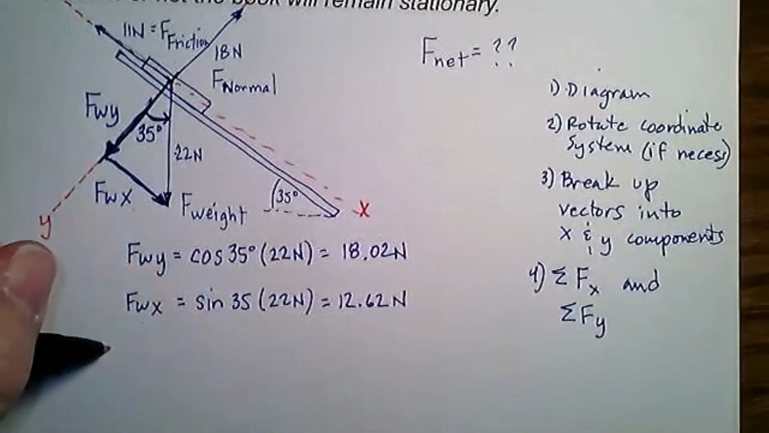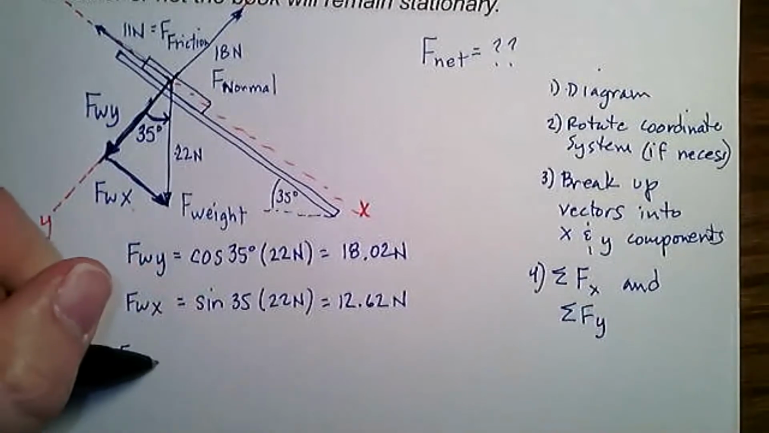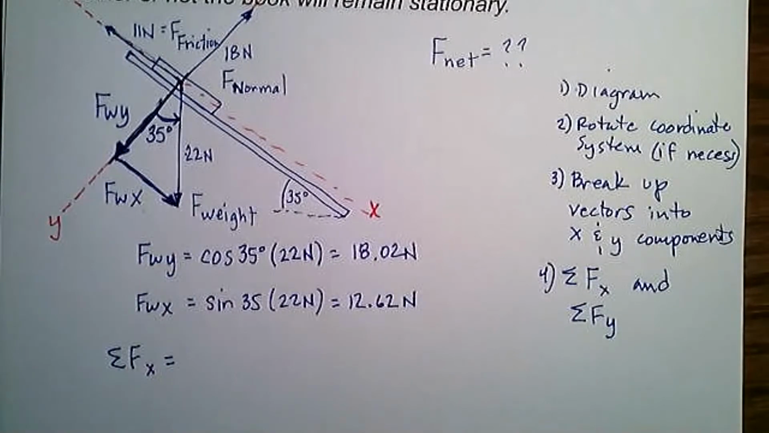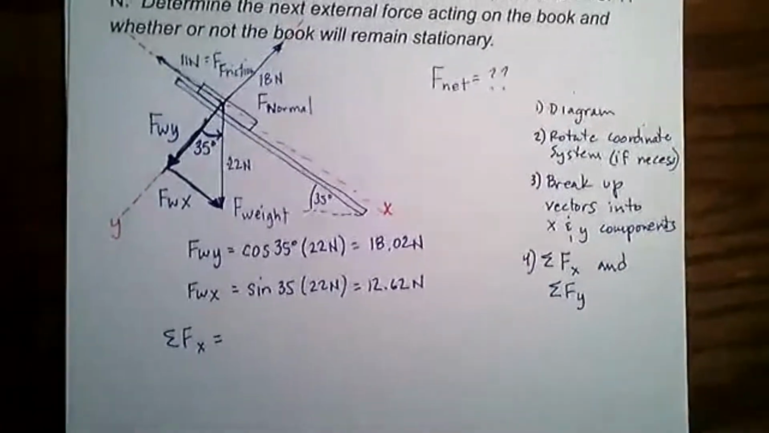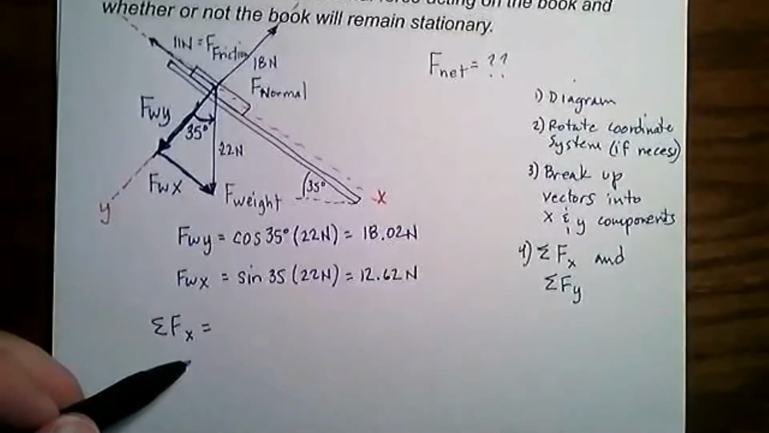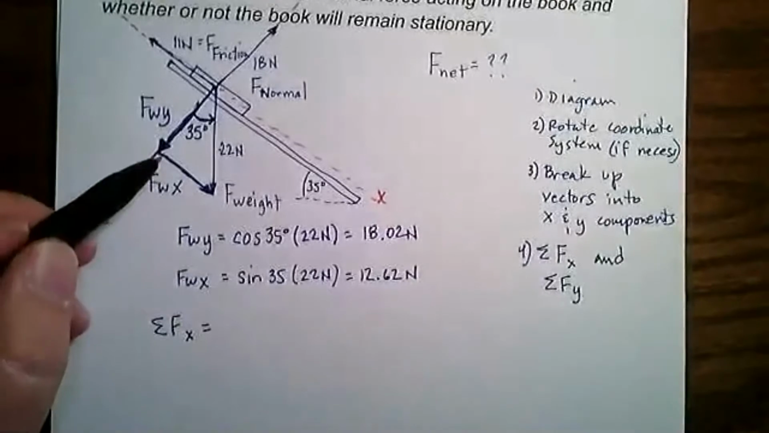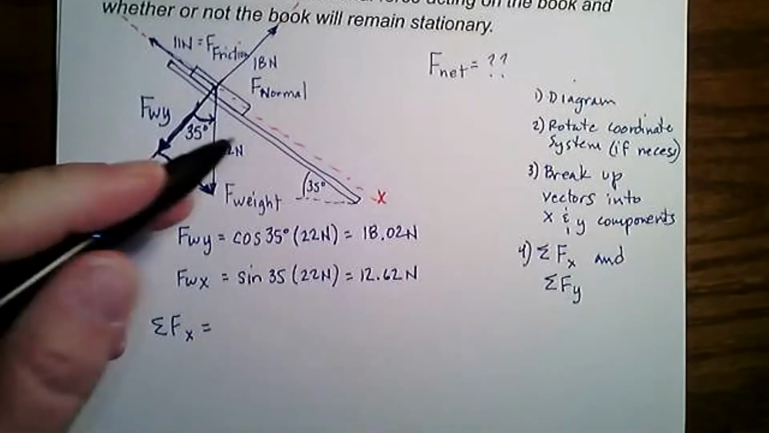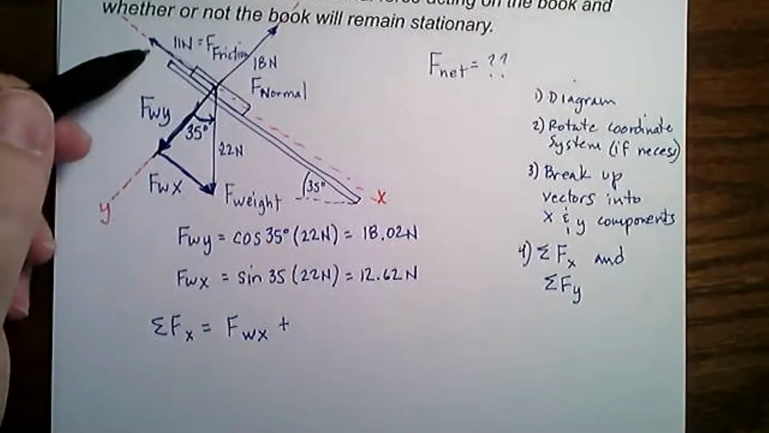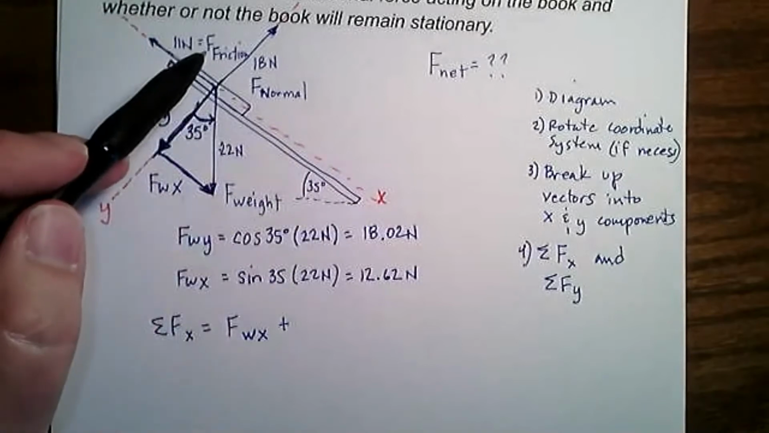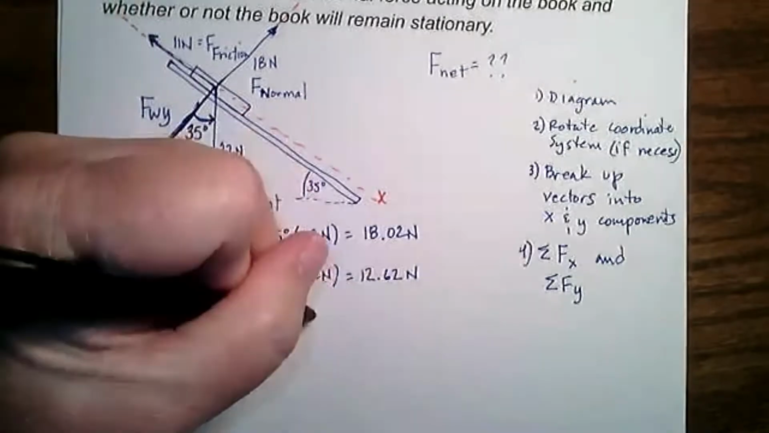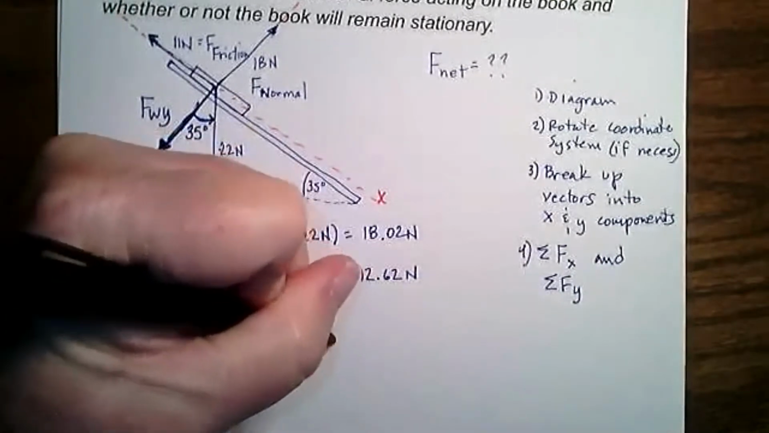So I need to take the sum of the forces in the X direction. Well, what are those? If we look at our diagram, what are the forces? I'm going to pull back just a little bit, give us some room. What are the forces that are in the X direction? Well, I have 2 of them. I've got FWX in the X direction, so I would add FWX plus the other force that's in the X direction, this force of friction that's going up the slope. Okay, so I would say plus the force of friction.